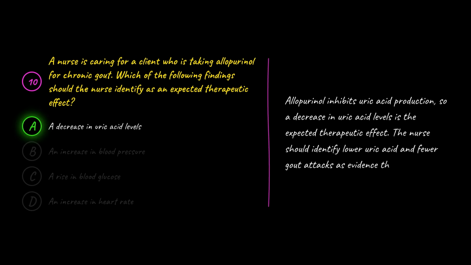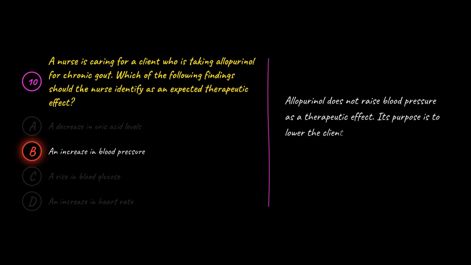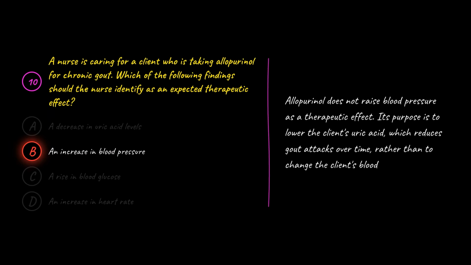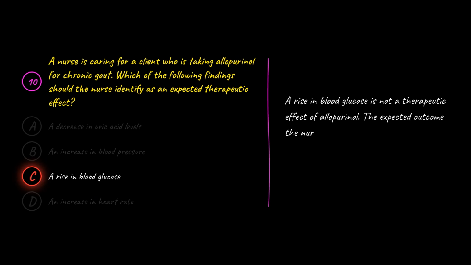B is wrong because allopurinol does not raise blood pressure as a therapeutic effect. Its purpose is to lower the client's uric acid, which reduces gout attacks over time, rather than to change the client's blood pressure. C is wrong because a rise in blood glucose is not a therapeutic effect of allopurinol. The expected outcome the nurse should identify is decreased uric acid levels in the client being treated for chronic gout with this medication.